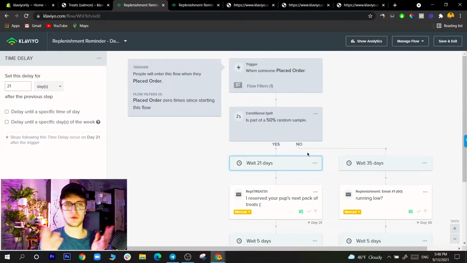If you don't see really good performance there, but again, how do you know if they're performing well enough if you don't split test? You just don't know. You gotta split test, right?